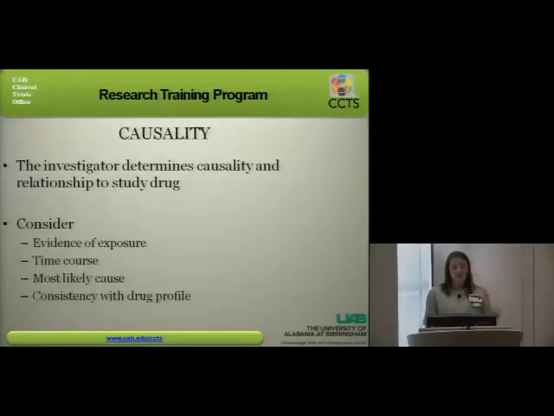Causality. The investigator will determine the causality and the relationship to the study drug. And they need to consider the exposure, the evidence of exposure, the time course, the most likely cause of the event, and the consistency with the drug profile. These all need to be considered when they're assessing the causality.